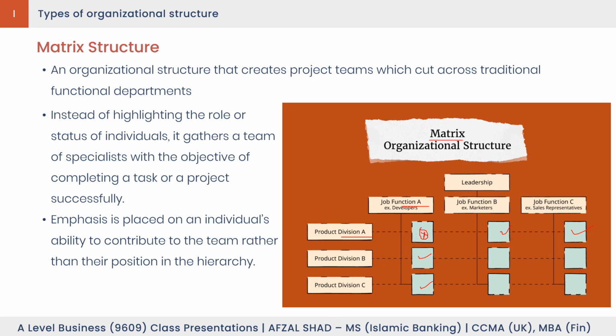So for example, if we talk about bosses, the leadership can give instructions to this person. Function A can give instructions to this person. Division A can give instructions to this person. So if we are getting instructions from three different areas, which one are you going to execute? That is the question mark.